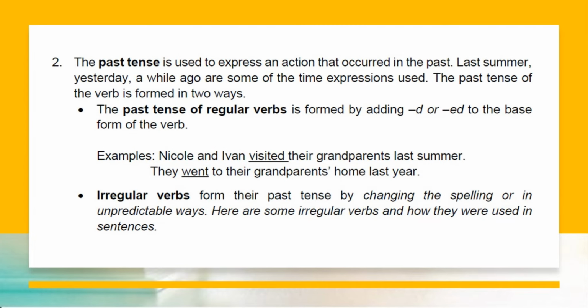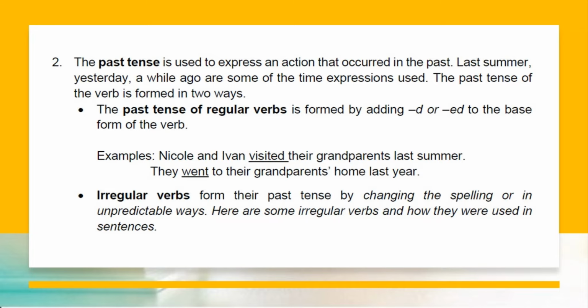2. The past tense is used to express an action that occurred in the past. Last summer, yesterday, a while ago are some of the time expressions used. The past tense of the verb is formed in 2 ways. The past tense of regular verbs is formed by adding d or ed to the base form of the verb. Examples: Nicole and Ivan visited their grandparents last summer. They went to their grandparents' home last year.